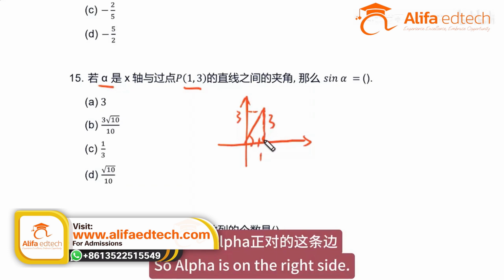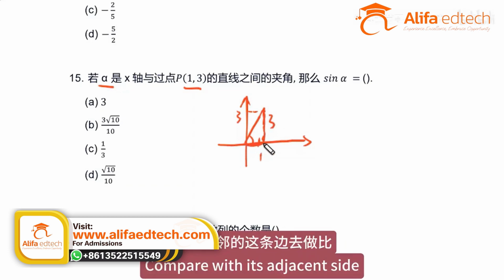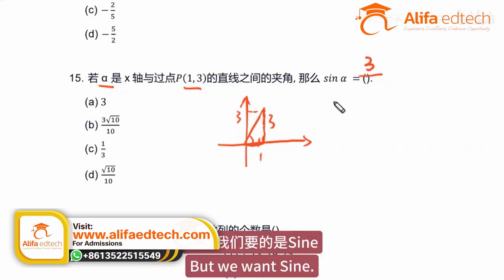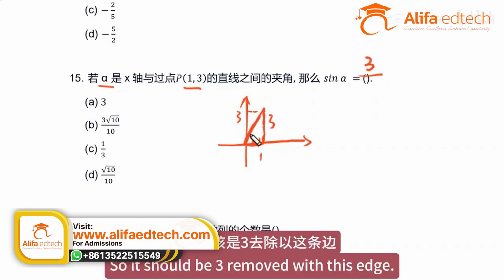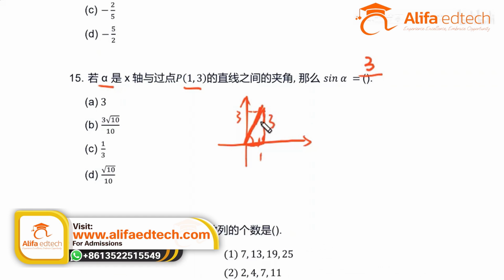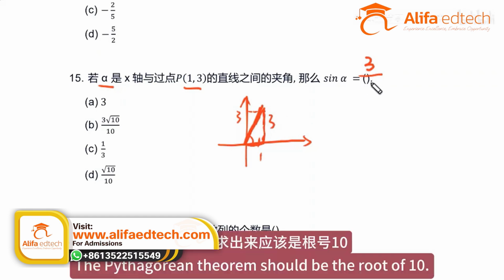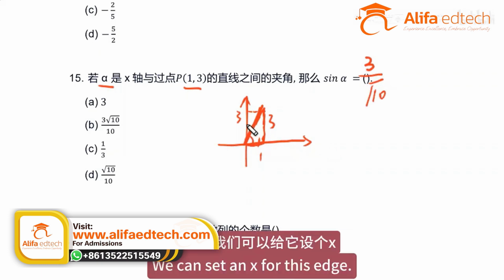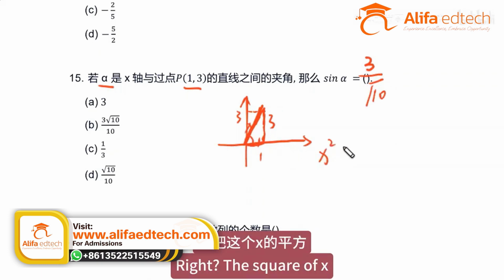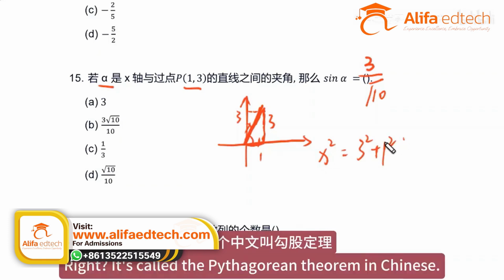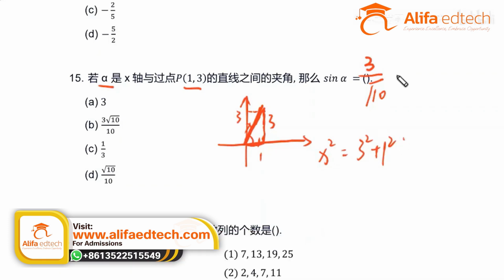Alpha is here, so the side opposite to alpha and the side adjacent to it, if we compare them, that's the tangent, right? But what we need is sine, so it should be 3 divided by this side, the slanted side. For this side, we use the Pythagorean theorem. It should be the square root of 10. That is to say, we can set this side as x, right? Then x squared should be equal to 3 squared plus 1 squared, right? In Chinese, this is called the Pythagorean theorem.